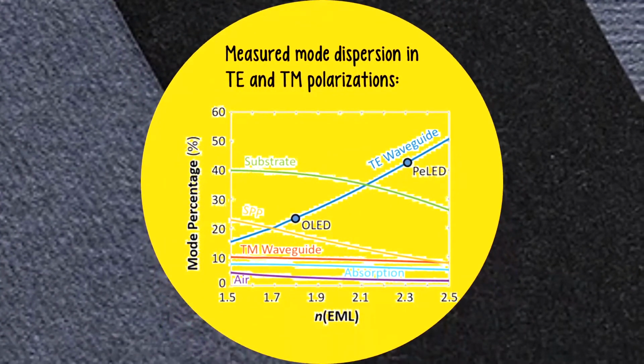To enhance the efficiency of the polarized emission device, the key is to increase the waveguide mode. We perform a simulation study on the mode percentage as a function of the EML index of refraction, and the results are shown in the figure. For most OLEDs, the effective index of refraction is about 1.7 to 1.8. For a perovskite, the index of refraction can be as large as 2.3. As a result, the TE waveguide mode percentage can exceed 40%.